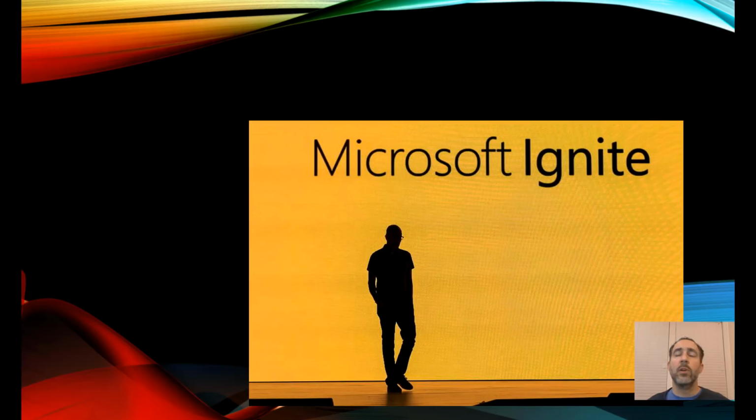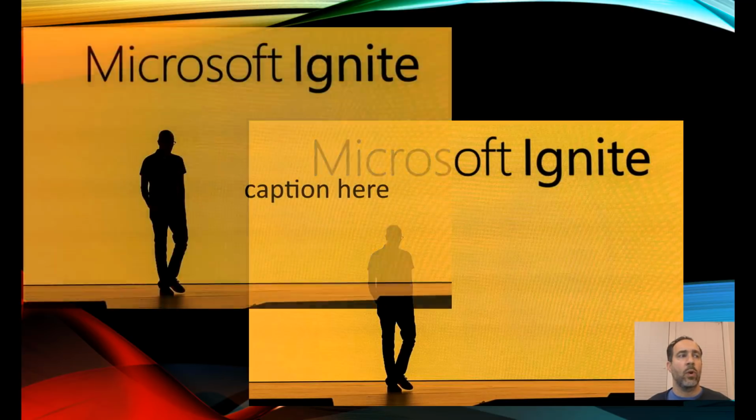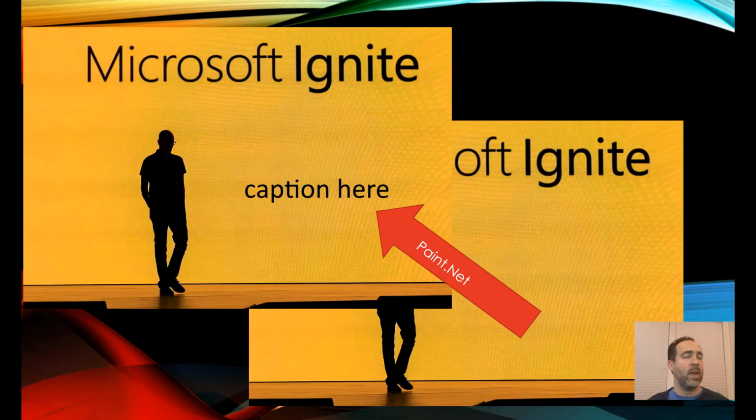And that's pretty similar to what we're going to do today. We're going to take this photo of Satya on the keynote stage at Ignite, and we're going to apply a caption to it using Paint.net, some desktop software. And we're going to do that by recording actions and then playing them back, parameterizing the caption that comes in.